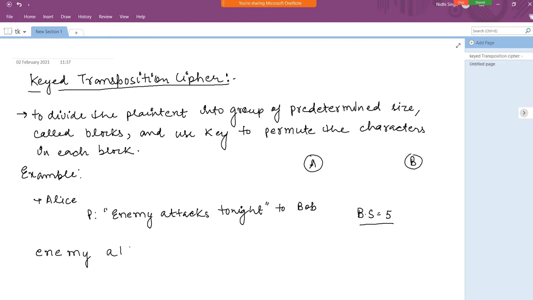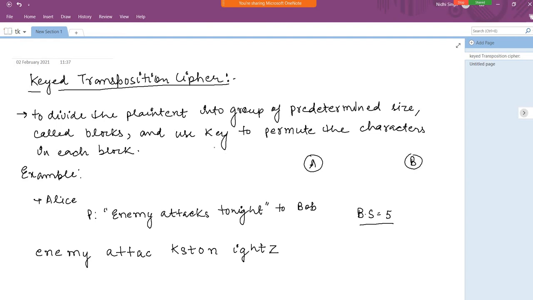Enemy, attack, tonight. The last block has only 4 characters, so we enter the bogus character. In my case, I am using the bogus character Z. So the block size is fixed and the plain text is divided into blocks.